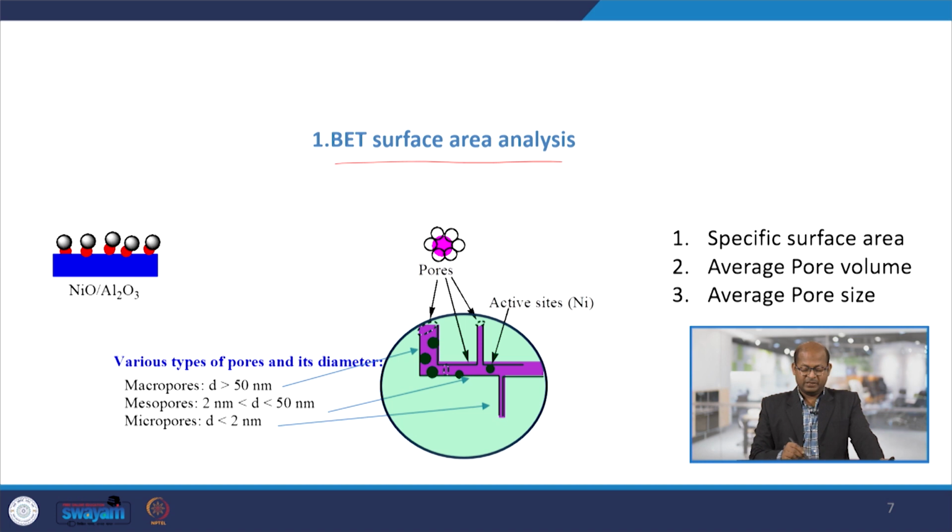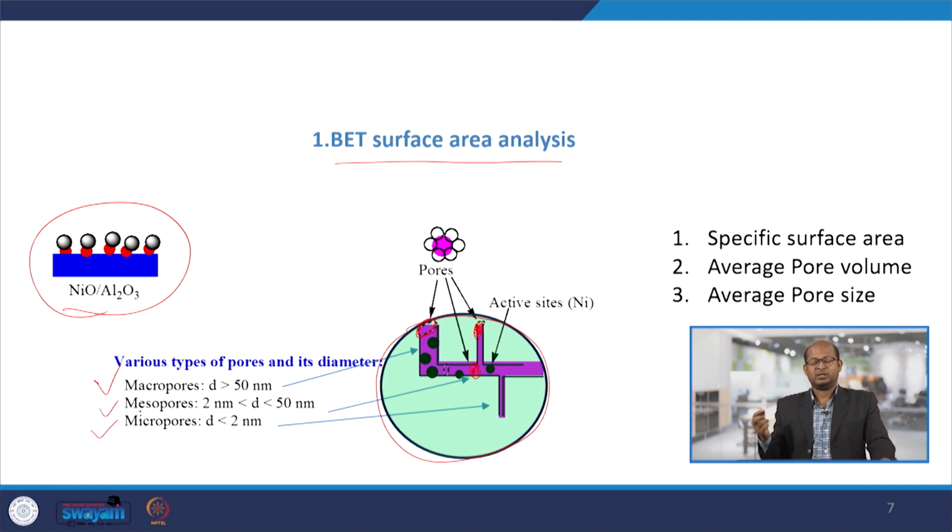Let us say this is our catalyst. I said that a catalyst has so many pores. These are spherical catalyst particles we are considering. Here are the macropores, these are the micropores, and these are mesopores. So, the different pore diameters exist in a porous catalyst, and we can classify them into these categories. Inside the pores and outside the pores, these are the active sites that are present.